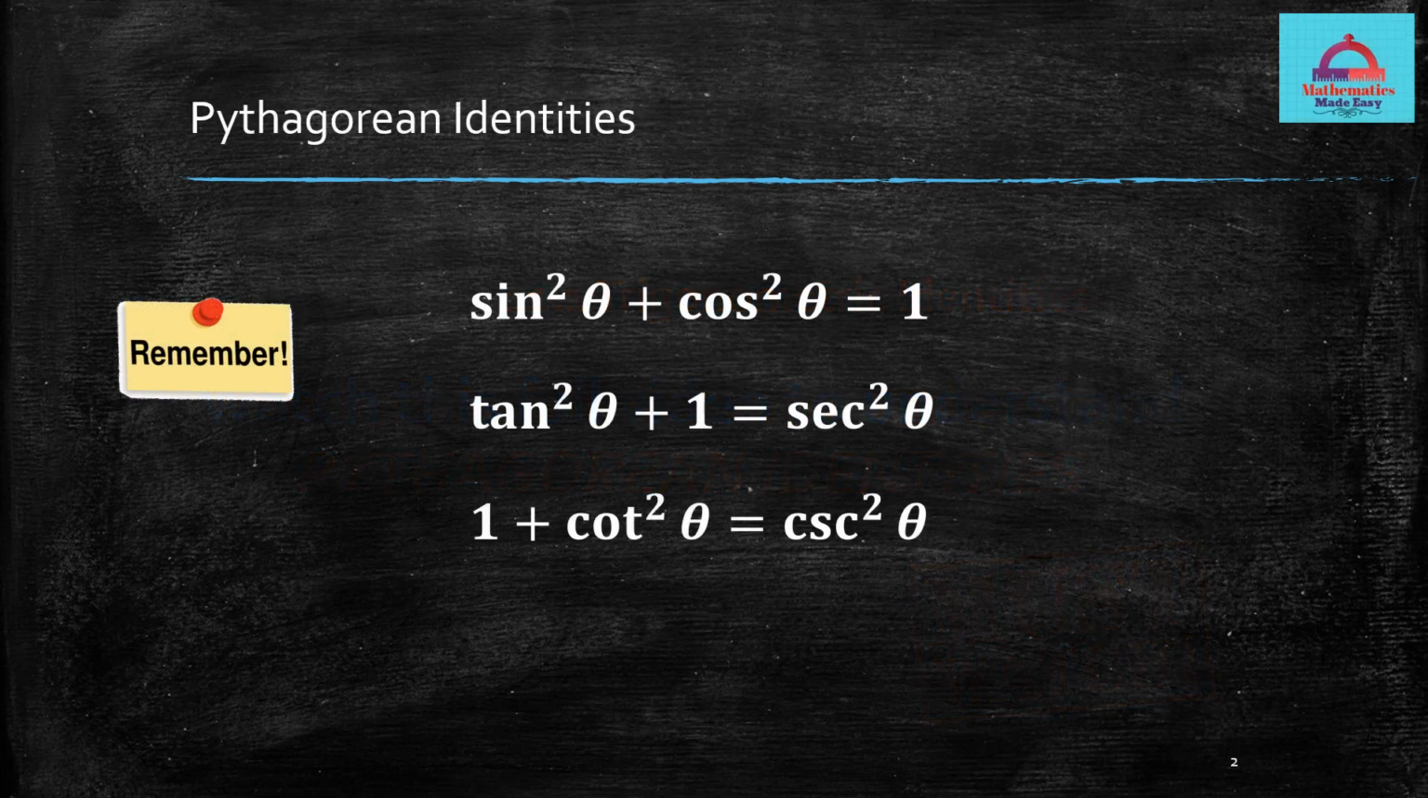Pythagorean identities that we will be using for solving the questions. The first one involves sine square and cos square. Remember, they are added to give you 1. The second one is 1 plus tan square is equal to secant square. And the third one connects cot with cosecant. So 1 plus cot square equal to cosecant square.